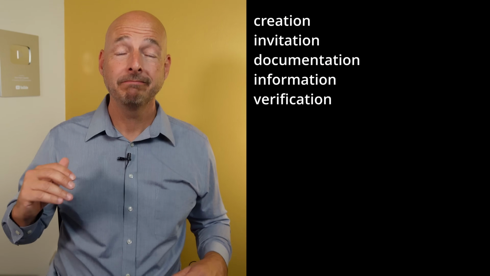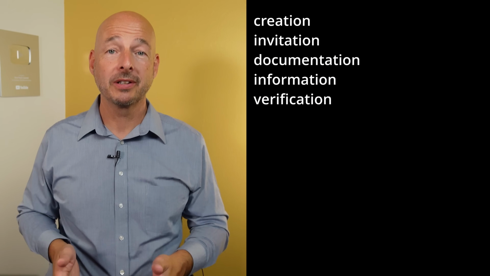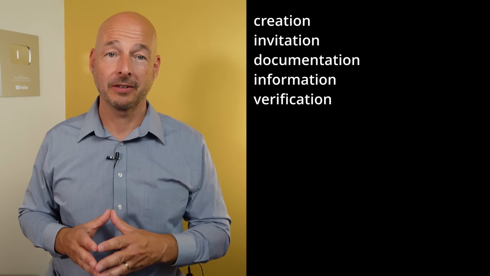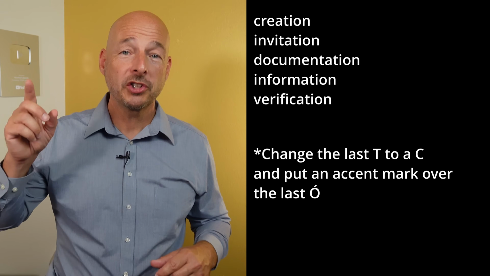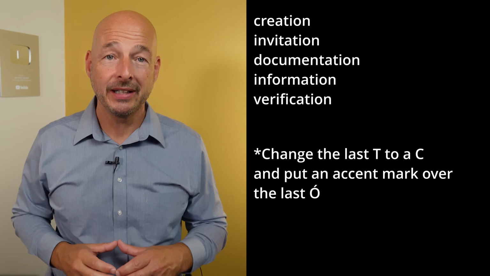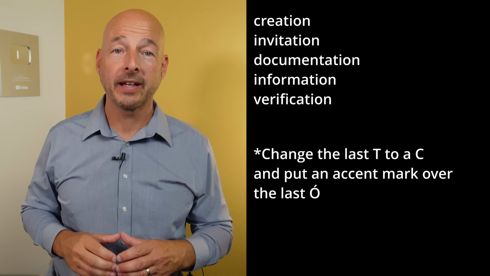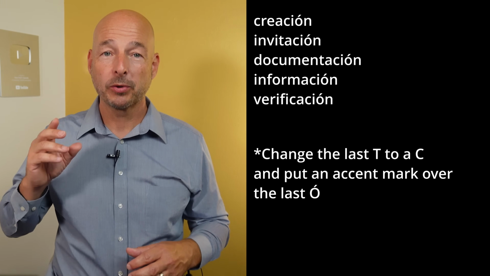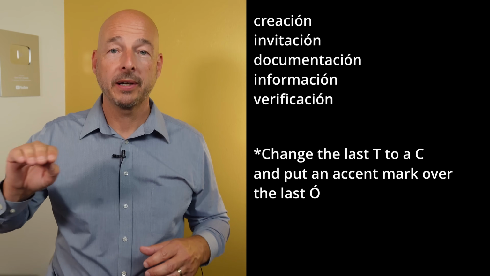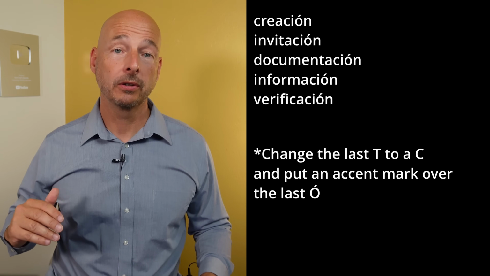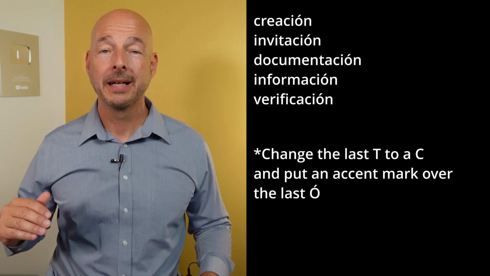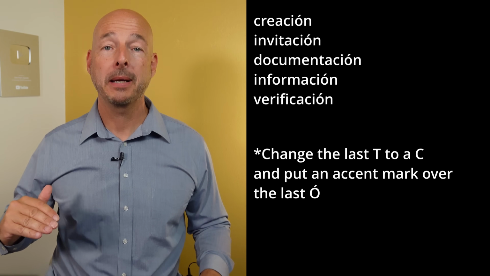What we're going to be doing is taking words in English that end in TION, like these: creation, invitation, documentation, information, and verification. Now to convert these into Spanish, it's going to be pretty simple. We're going to change that last T into a C, and then we're going to put an accent over that last O. That's going to tell us where to put the emphasis when we pronounce this word. So we get creación, invitación, documentación, información, and verificación.